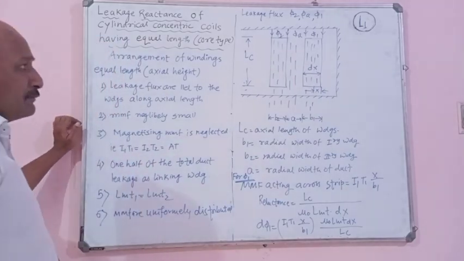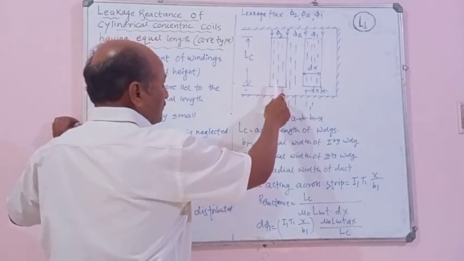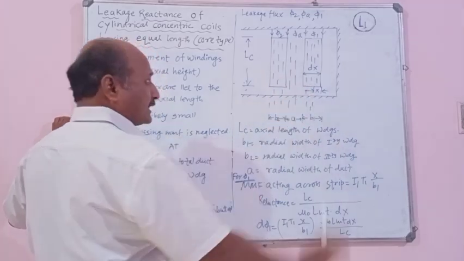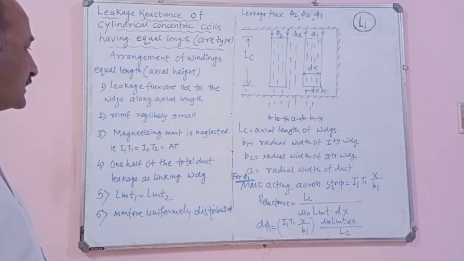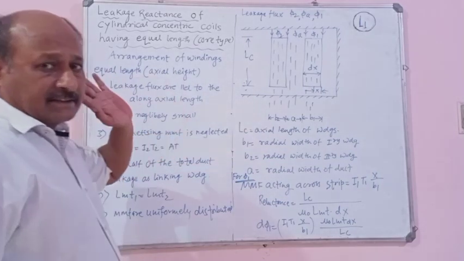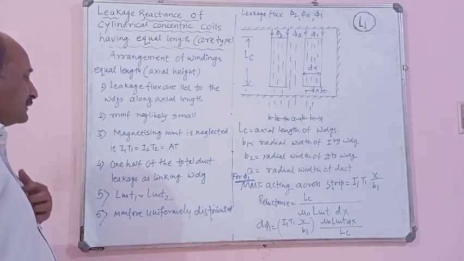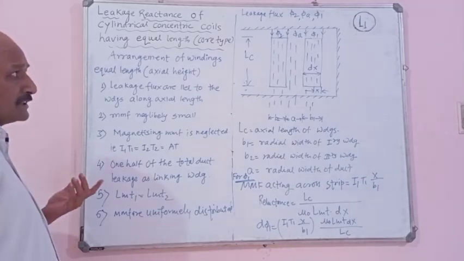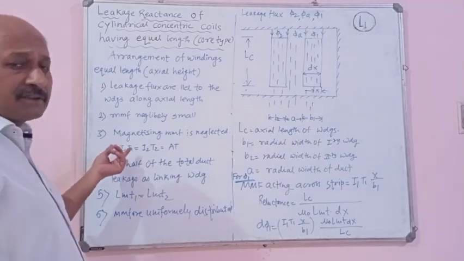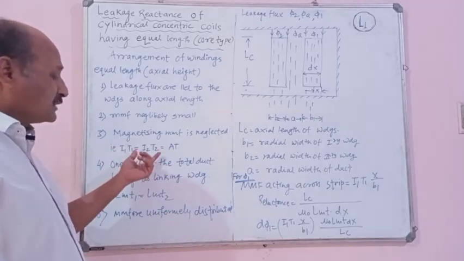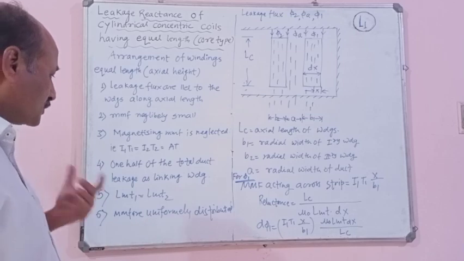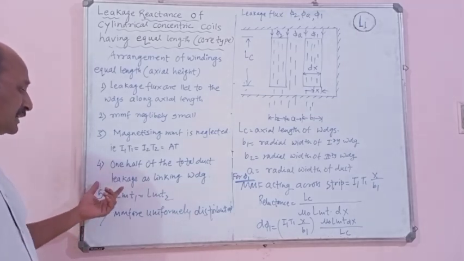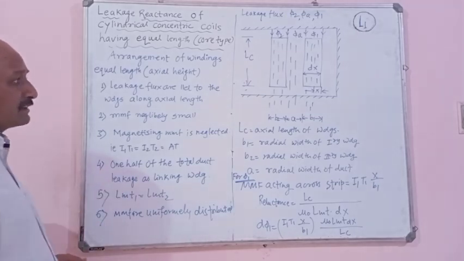Second, the MMF produced by the magnetizing component is negligibly small. We are assuming that the MMF is negligibly small. Then the magnetizing MMF is neglected. So what does it mean? That is, the ampere turns of the primary equals the ampere turns of the secondary. Fourth, one half of the total duct leakage flux links each winding.